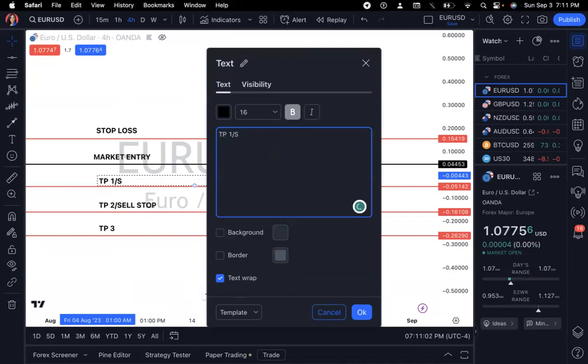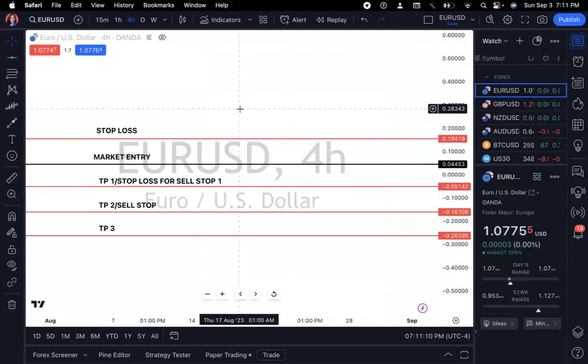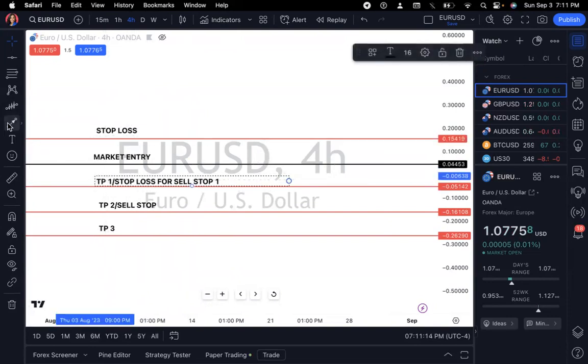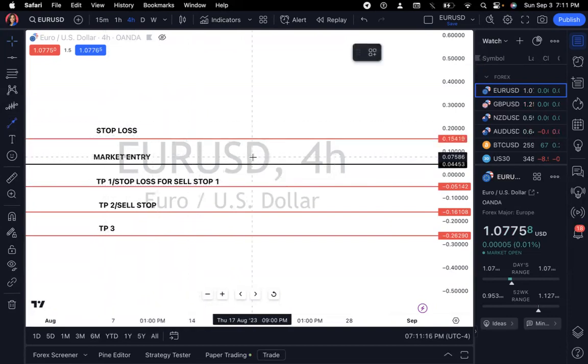TP1 / stop loss for sell stop 1, right? That may sound confusing, but it's not. So this is when we enter the trade, right? We enter the trade here. So let's just say the market sells and it hits TP1, because remember, this is TP1.